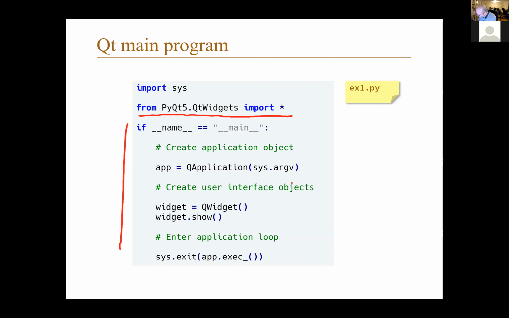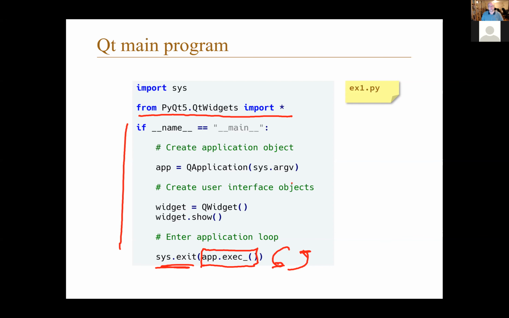An application loop is contained in this command, or this statement here. App exec will start the application loop and start running it. And when it terminates, it will return an exit code. And this here is the termination command of a Python script. So basically, your program starts, and it will go around here in this event loop and spin there until your application, the last window, terminates, and it will exit.